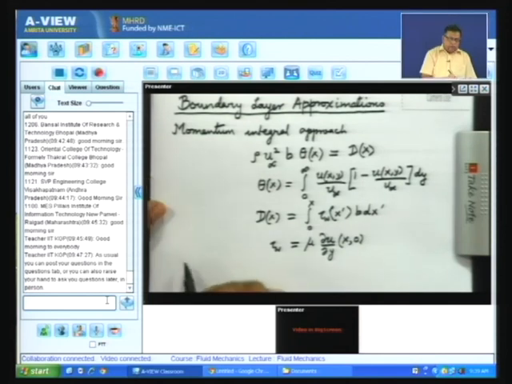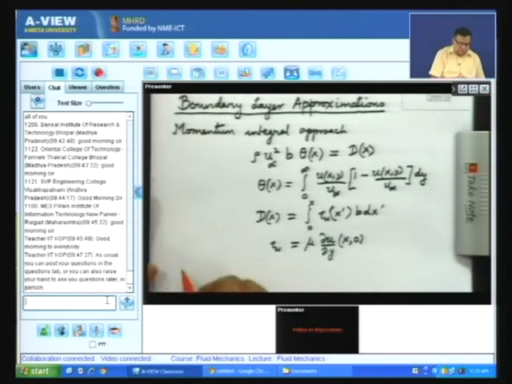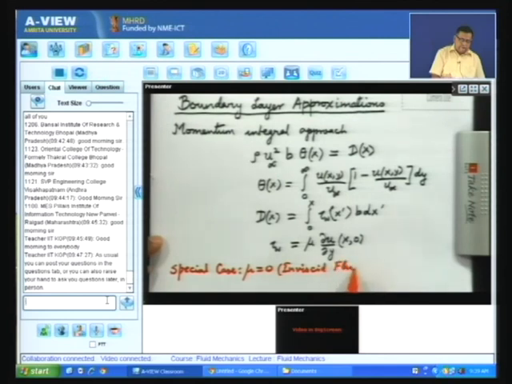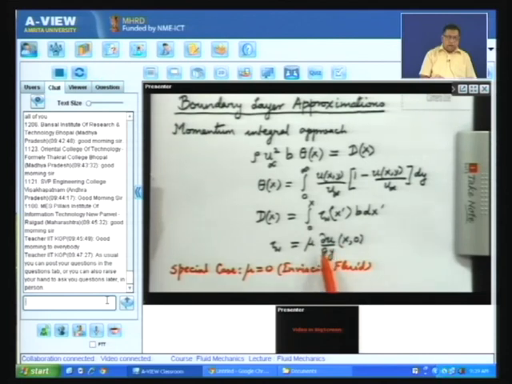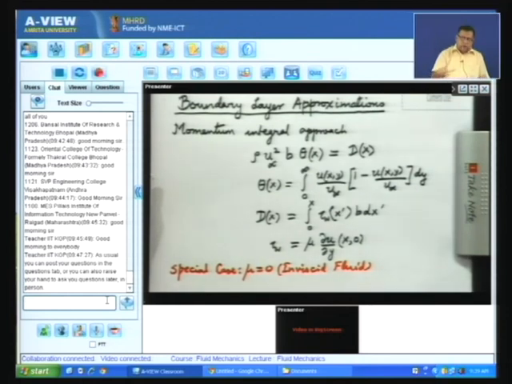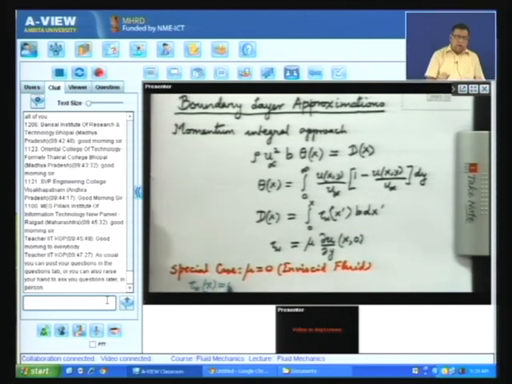We will now look at a special case when mu is 0, that is the case of an inviscid fluid. Now, if you look at the expression for wall shear stress obtained from Stokes' law of viscosity, if you put mu equal to 0, then tau wall is 0. So, you have tau wall of any x is 0. So, if you put 0 over here and integrate this expression, you will get drag equal to 0.